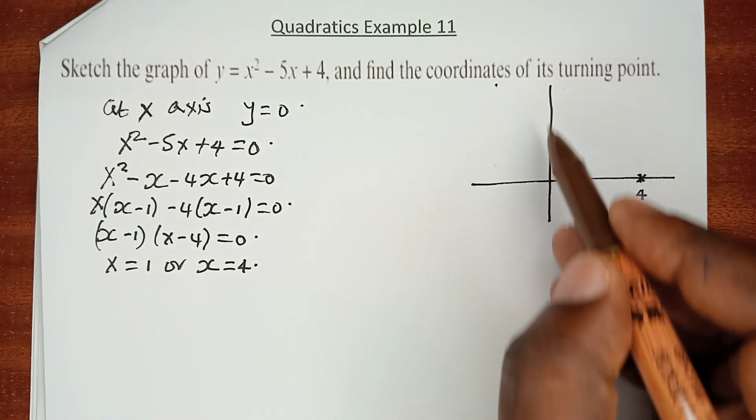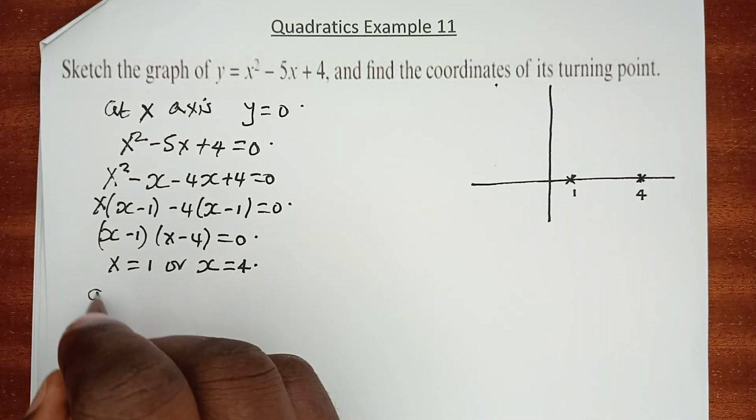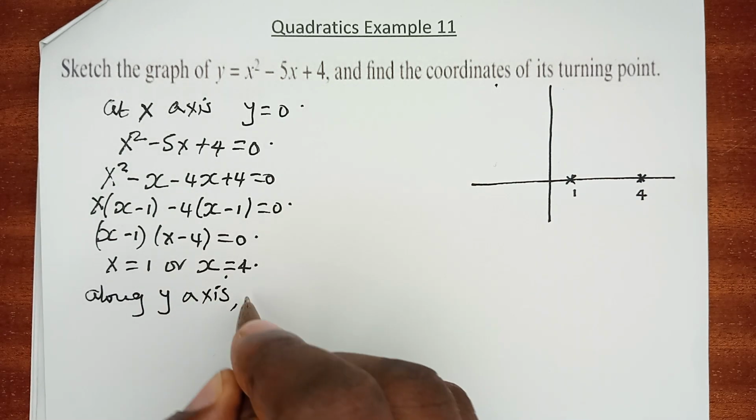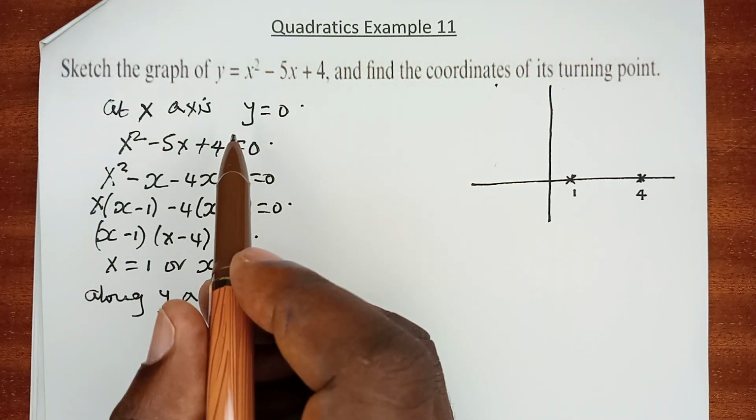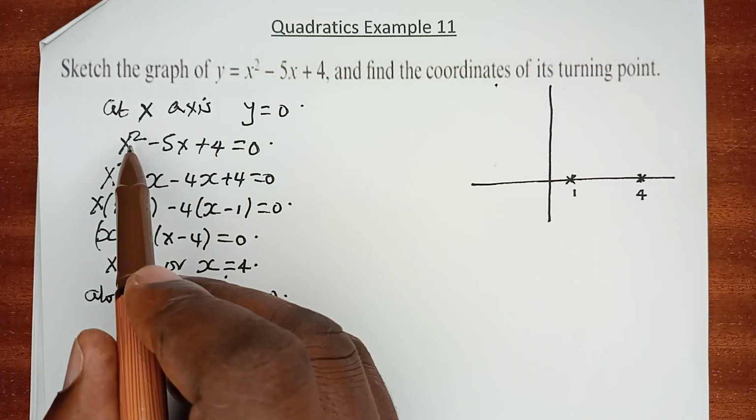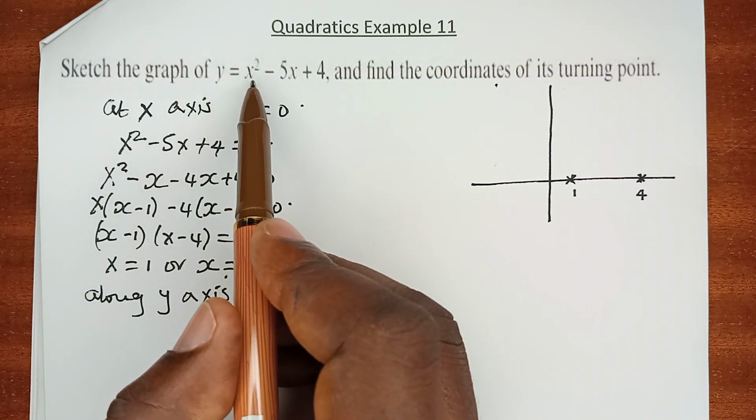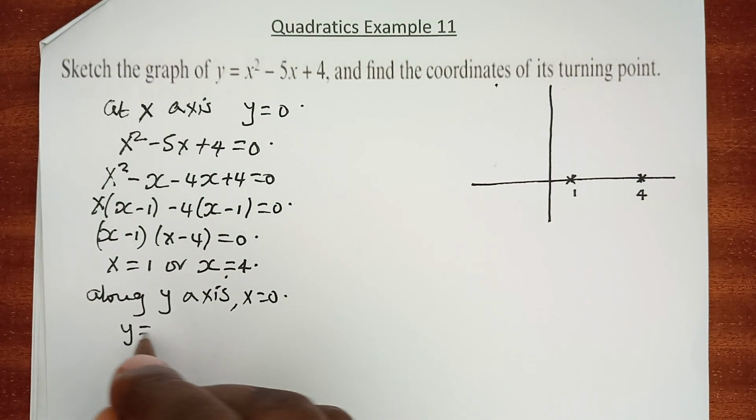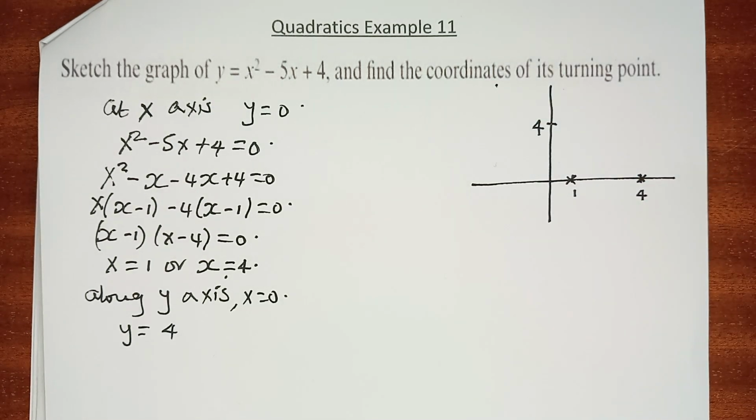We all know that along the y-axis, x is equal to 0. So within the same equation, we substitute x equals 0 and y equals 0 minus 0 plus 4. So y is equal to 4. So it cuts the y-axis at the point y equals 4.